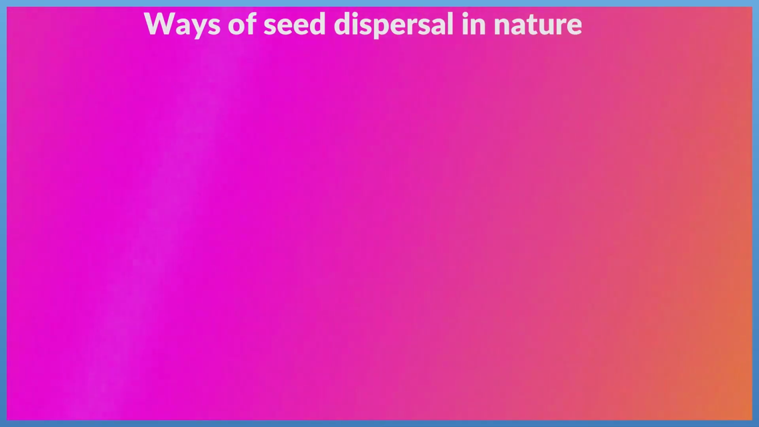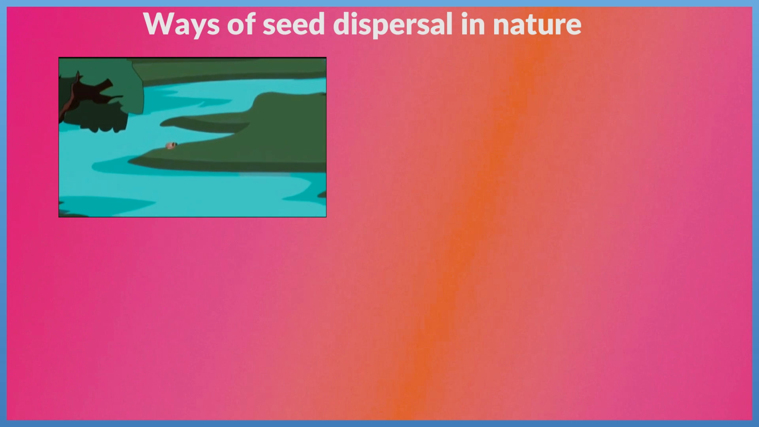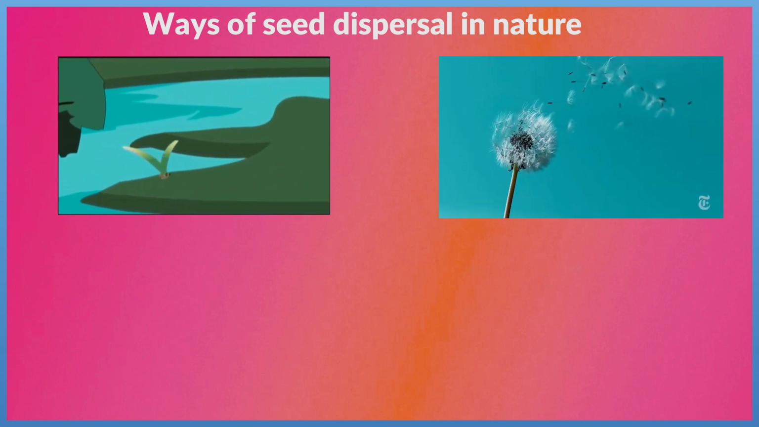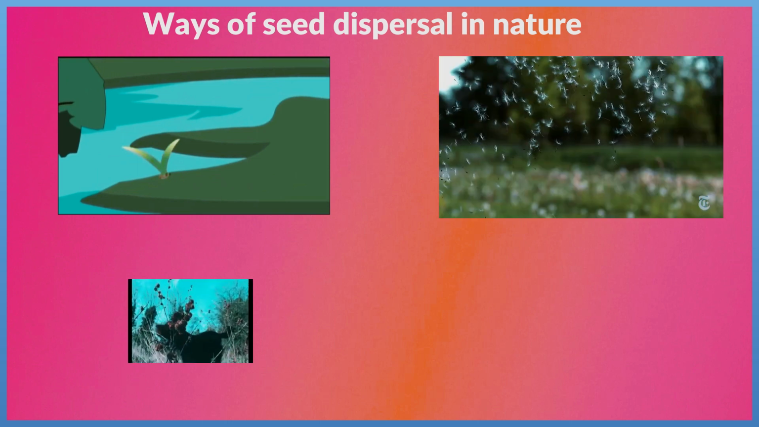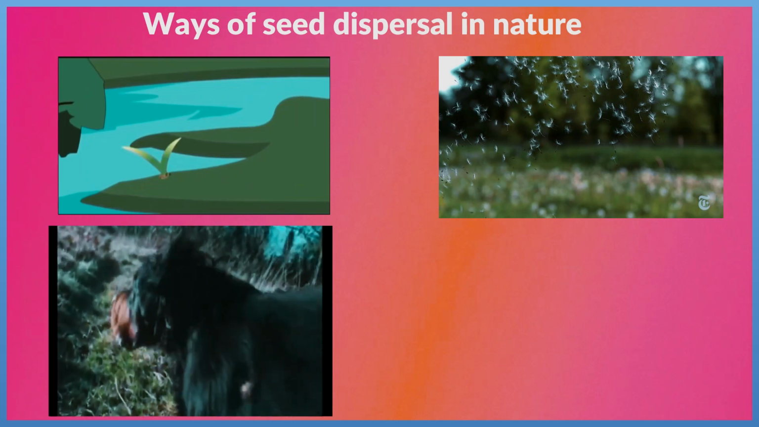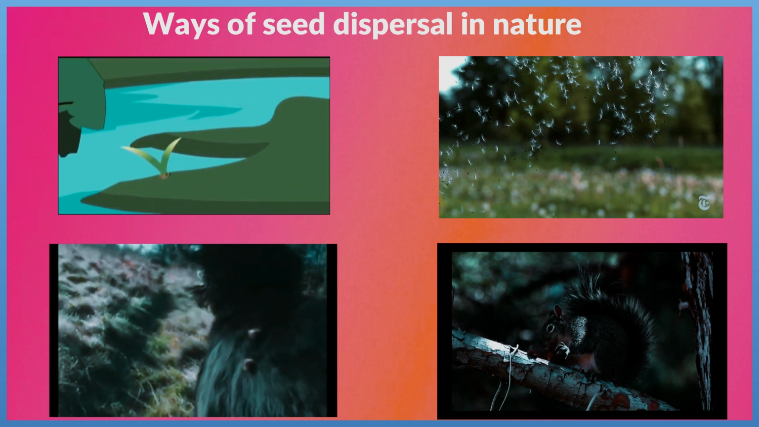Ways of seed dispersal in nature. 1. Floating on water of rivers or lakes. 2. Traveling by wind. 3. Sticking to animal fur or human clothes. 4. Being eaten by animals and comes out with their stool.